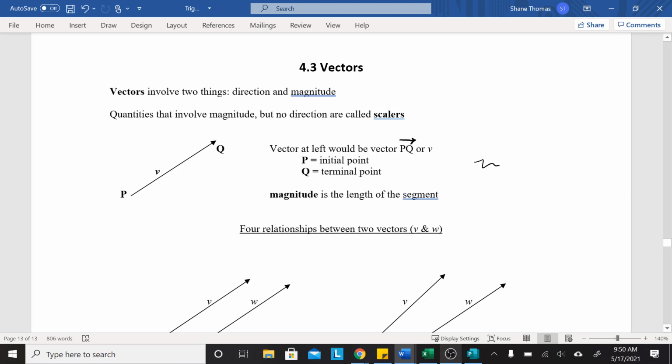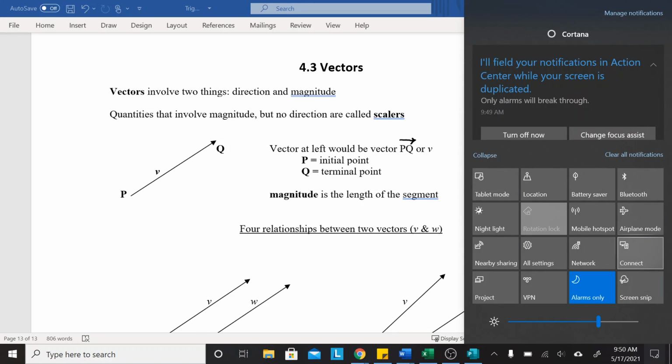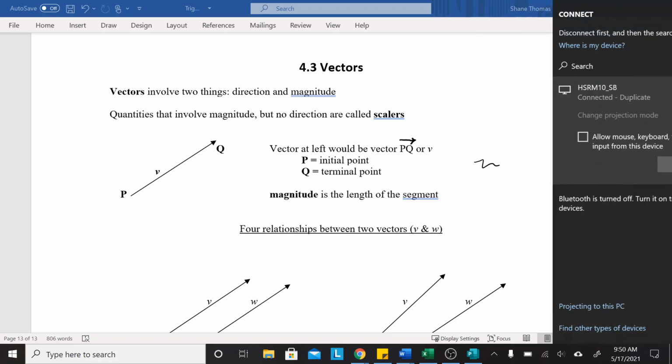So 4.3 is vectors. Vectors are kind of another way to look at lines. They're a way to demonstrate lines when you're talking about how far they go and what direction they go in at that point in time.